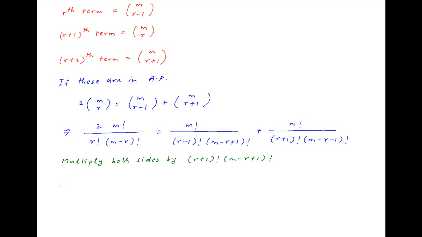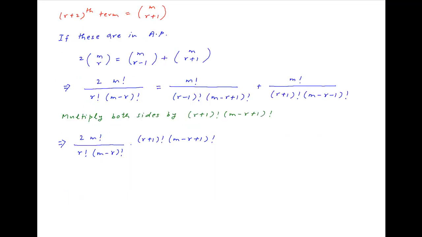And therefore, the above equation becomes 2 times m factorial divided by r factorial times m minus r factorial, multiplied by r plus 1 factorial times m minus r plus 1 factorial on the left hand side. And on the right hand side, the first term is m factorial times r plus 1 factorial times m minus r plus 1 factorial divided by r minus 1 factorial times m minus r plus 1 factorial.